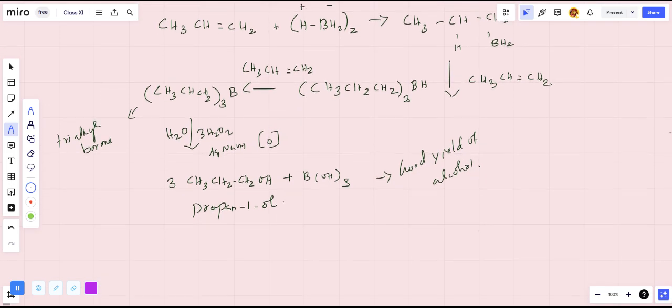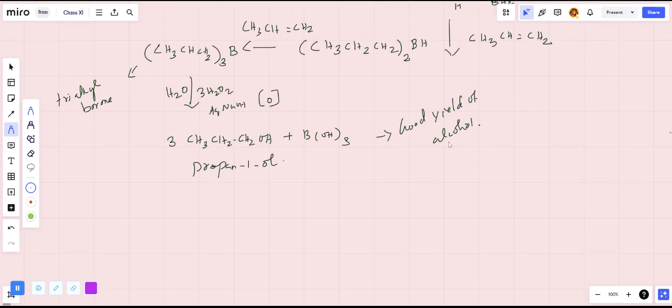Understood? So this is the second method. Understood?